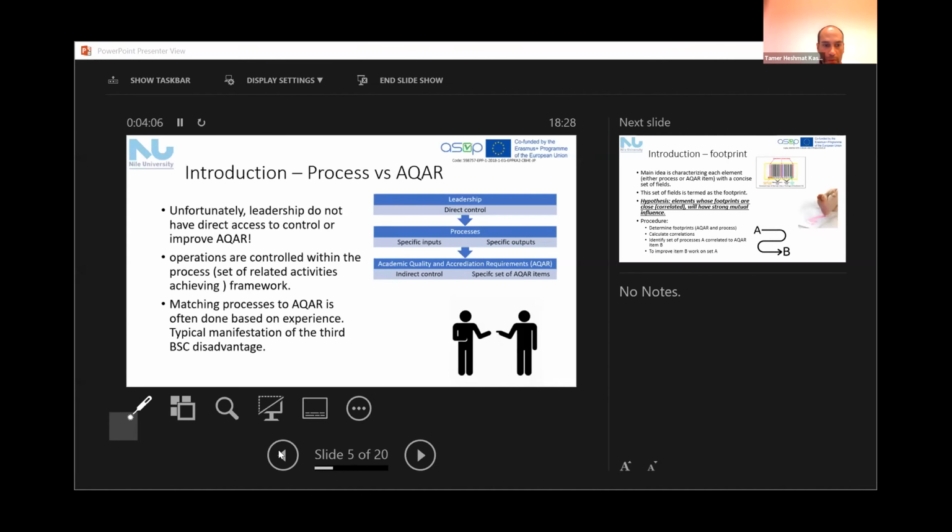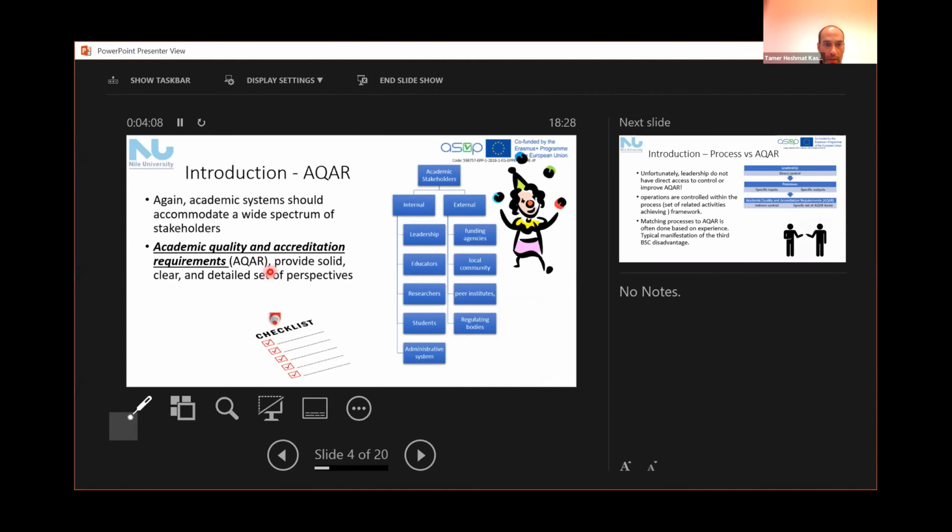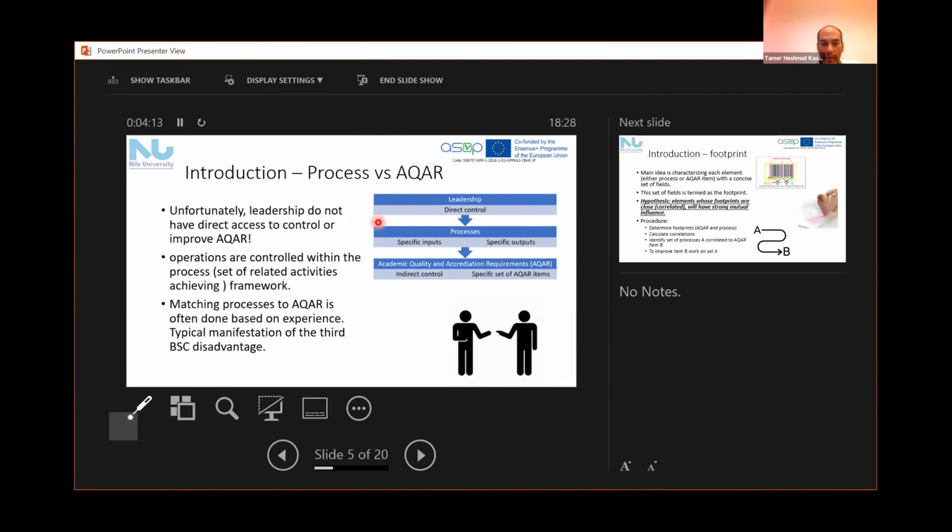Anyhow, I was speaking about the academic quality and accreditation requirements. They should provide nice guidance for the decision maker. However, we don't have a direct link between the decisions and the inputs or outputs of the quality system. The leadership has direct interface to what's called the process. The process is any set of interrelated activities which achieve something useful. However, we don't have a clear relationship between the academic quality and accreditation requirements and the processes.